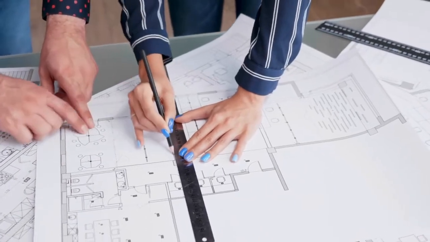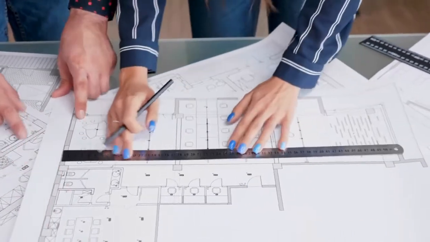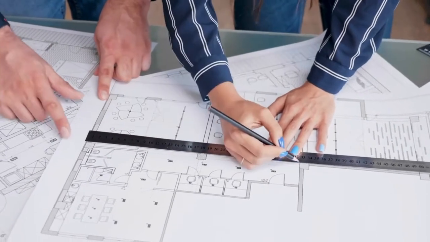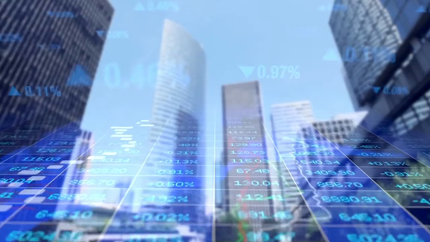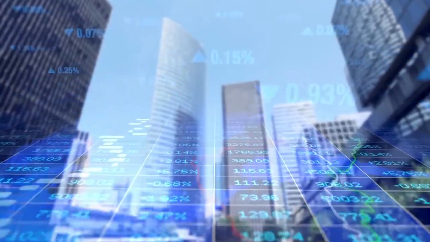Remember, it's crucial to protect your personal assets by structuring your real estate investments through entities like the S Corp or LLC. This separation helps minimize your personal liability and safeguards your hard-earned wealth.